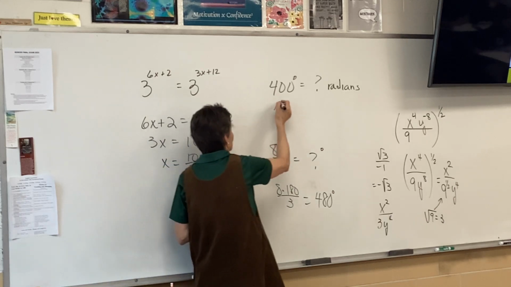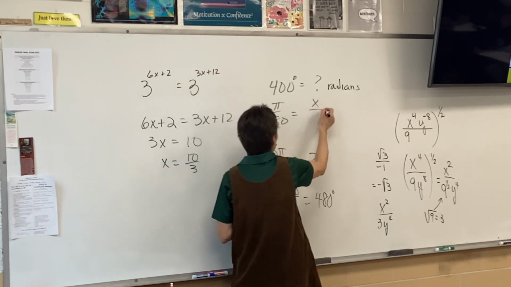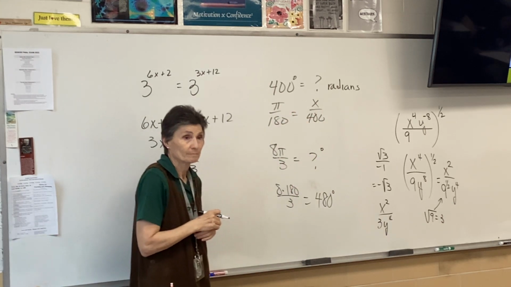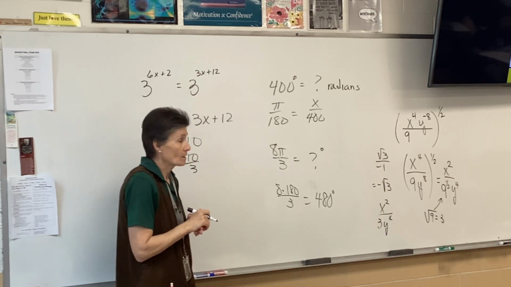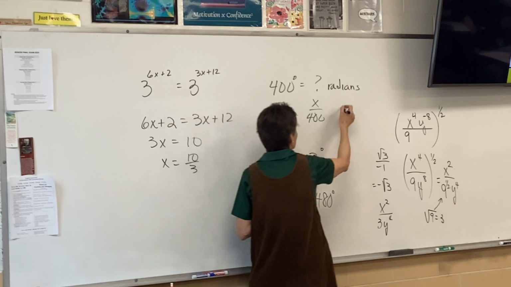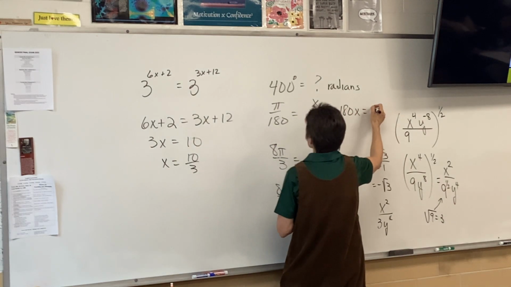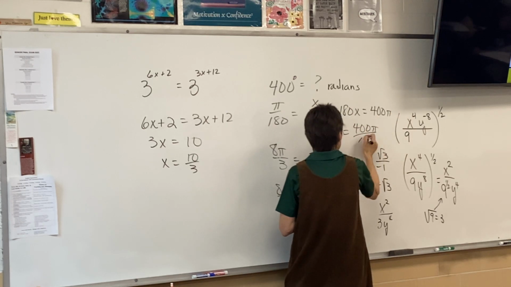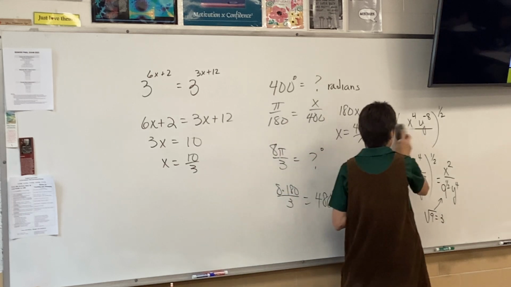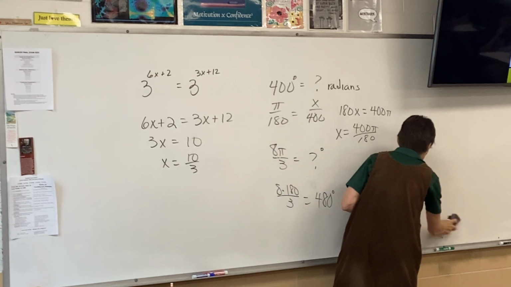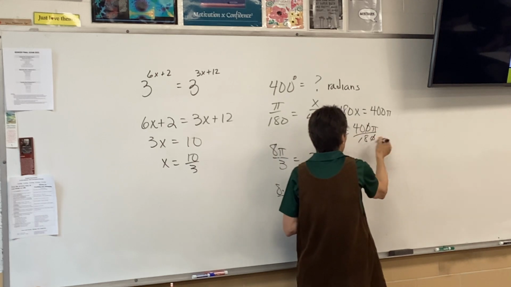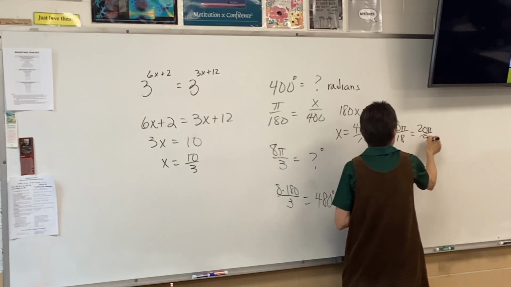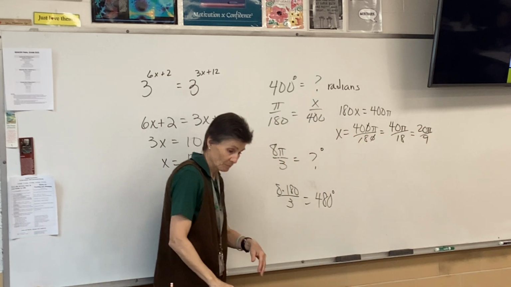Pi is still 180. And we want to know what makes 400. If pi makes 180, what makes 400? Remember this little proportion? So now we'll cross multiply and divide. And these are the ones that simplify very easily. Usually, a zero cancels, which is what happens here. So we have 40 over 18, which is divisible by 2. So the answer is 20 pi over 9.